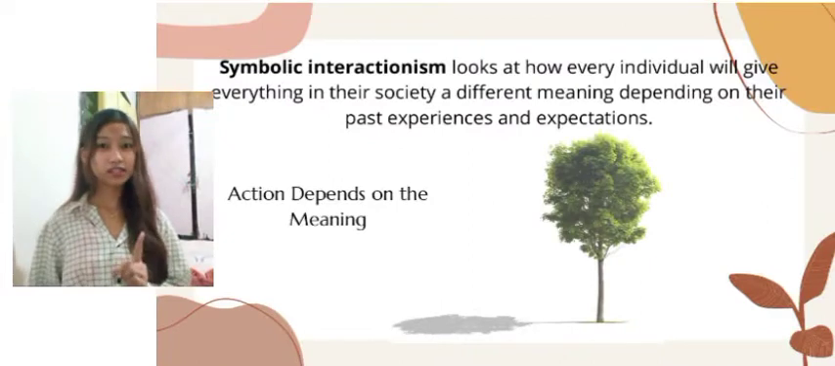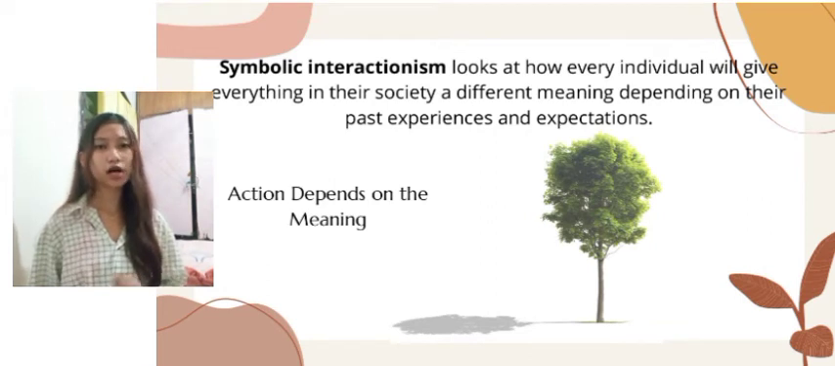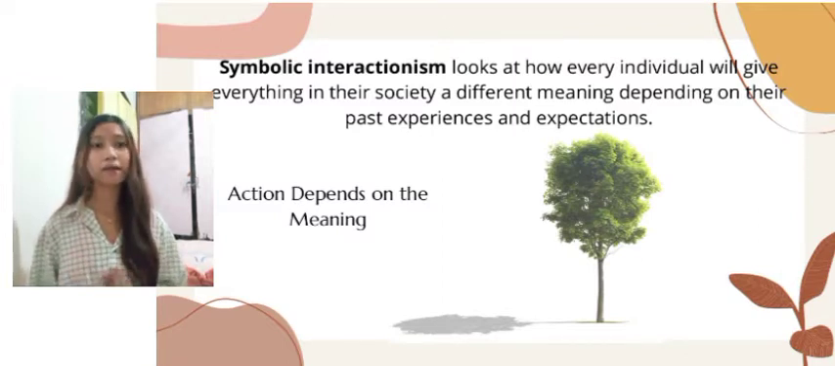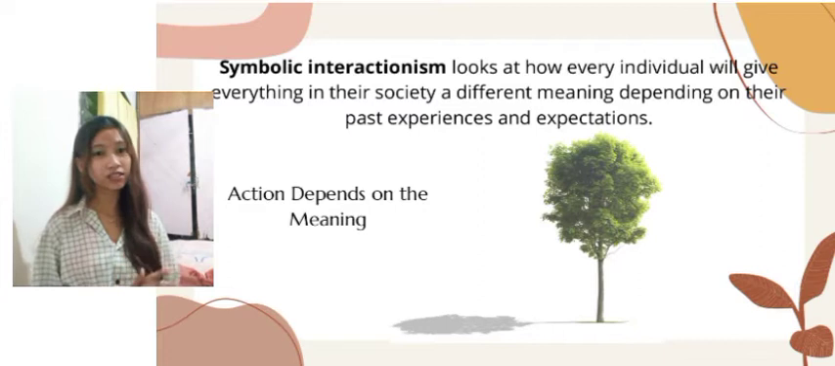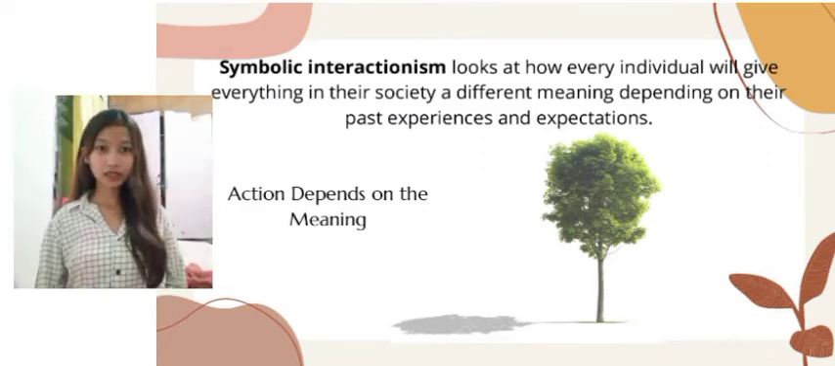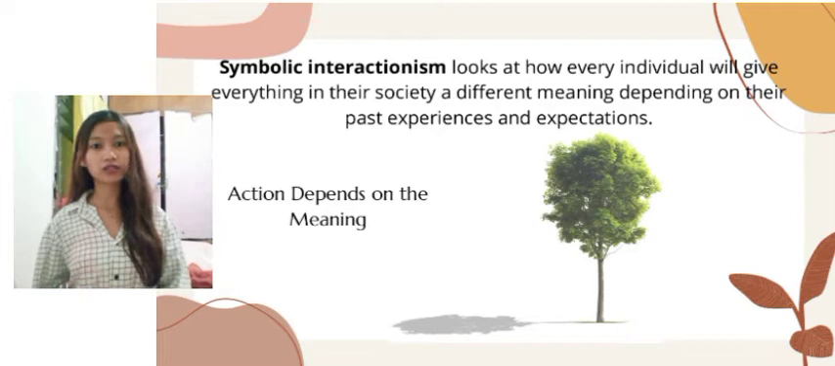So what is symbolic interactionism theory? Symbolic interactionism looks at how every individual will give everything in their society a different meaning depending on their past experiences and expectations. Symbolic interactionism explains the individual in a society and their interaction with others, and through that, it can explain social order and social change.